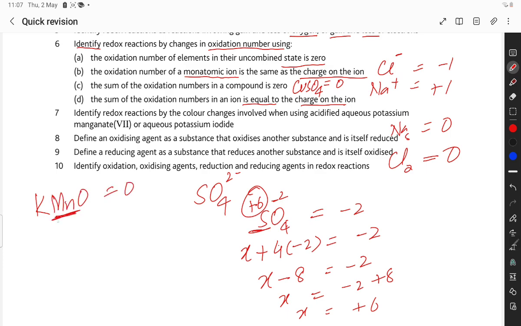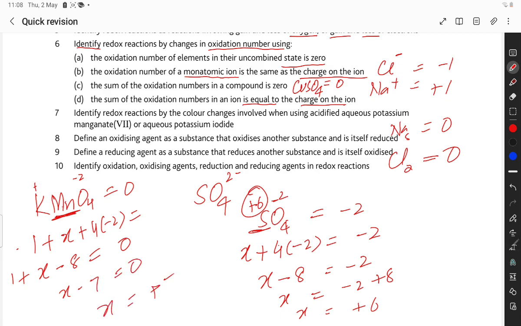If you want to know the oxidation number of manganese in this compound, KMnO4: potassium is +1, oxygen is -2. So 1 plus X plus 4 times -2 is equal to 0, 1 plus X minus 8 is equal to 0, X minus 7 is equal to 0, or X is equal to +7. In this way you can calculate the oxidation number of such compounds, of ionic species and of covalent compounds.